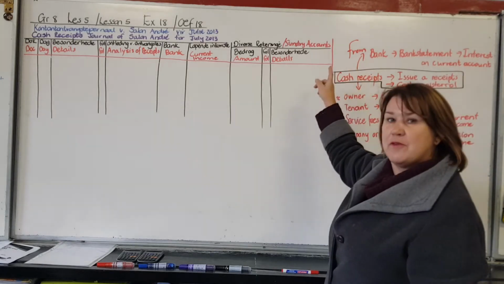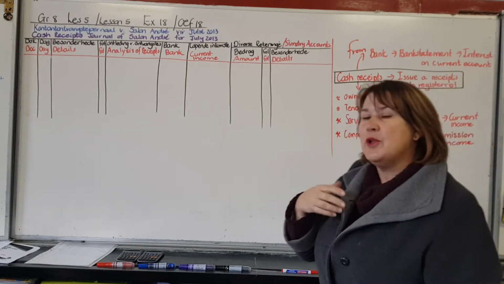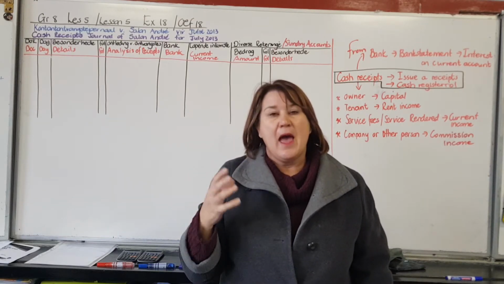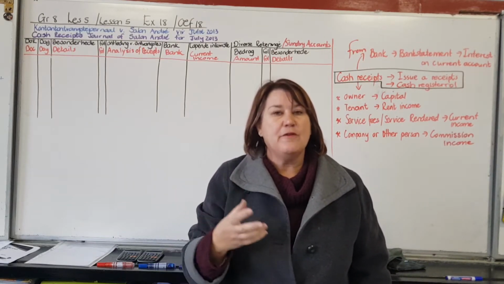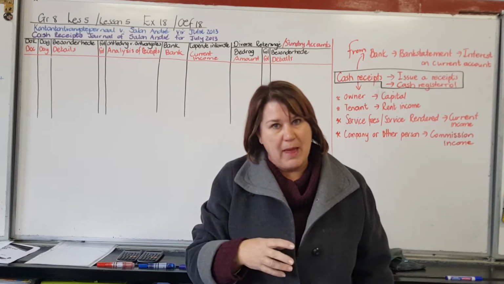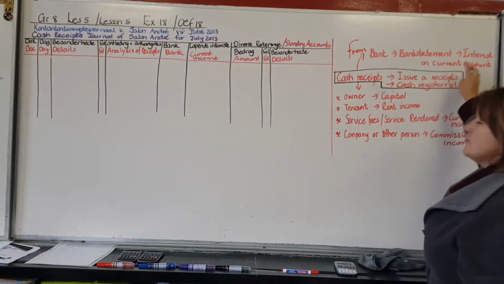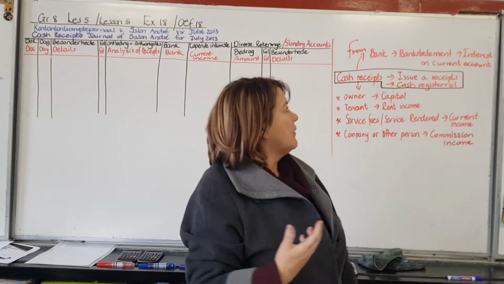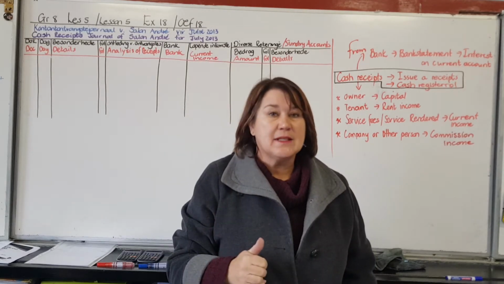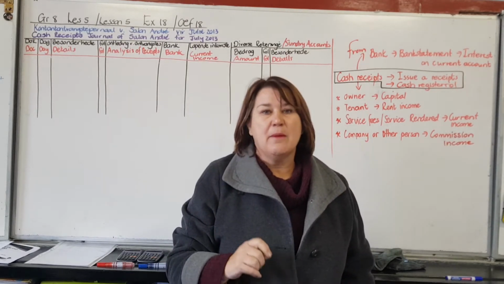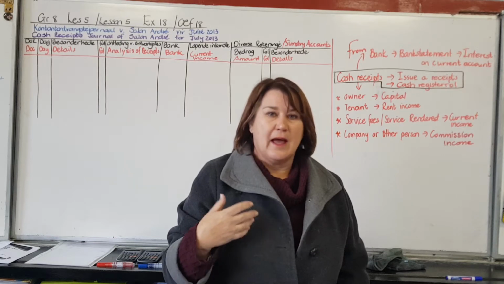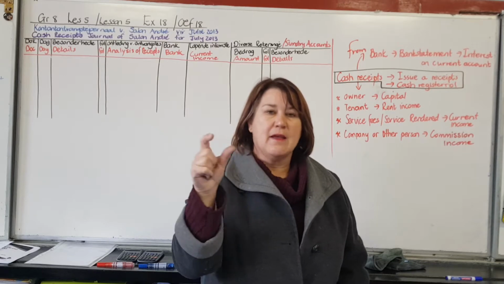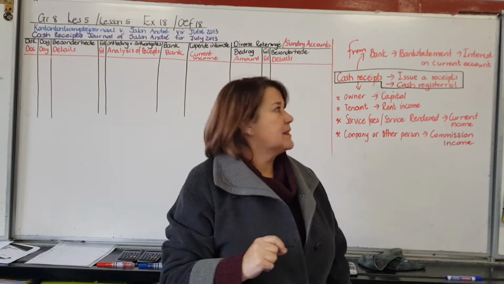If you receive money from the bank, the bank will communicate with you through a bank statement. And on the bank statement, if you receive money from the bank, then it is interest on current account. When will you receive that interest? When you have a positive bank account. Then the bank will pay out at the end of the month at a certain percentage on your balance. They will give you some interest.